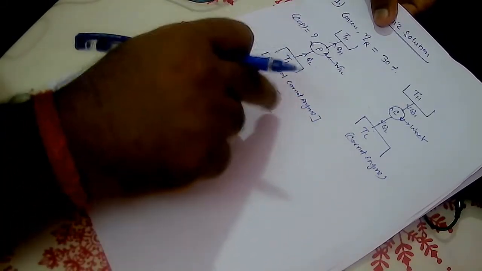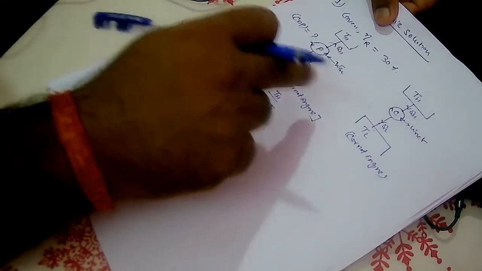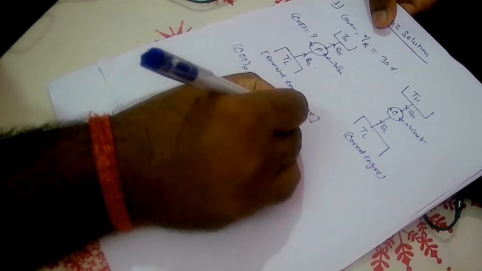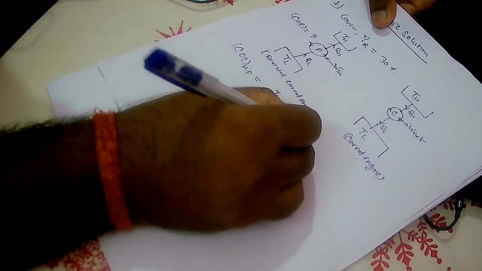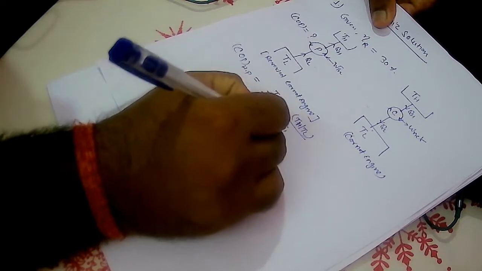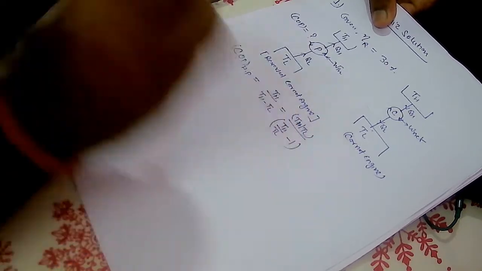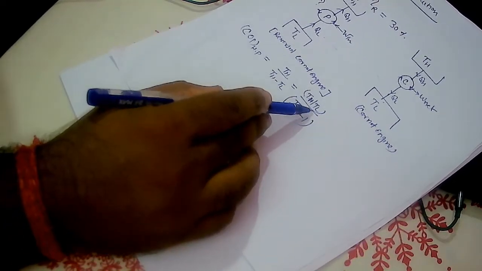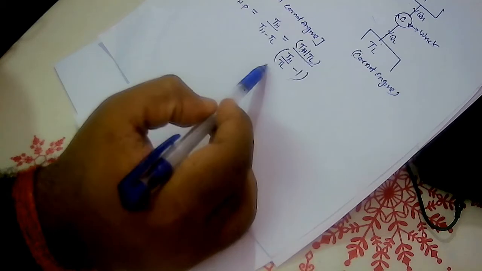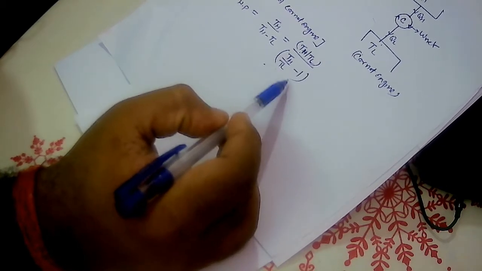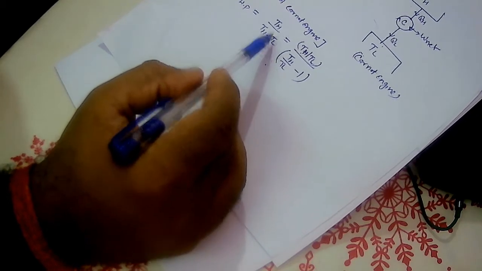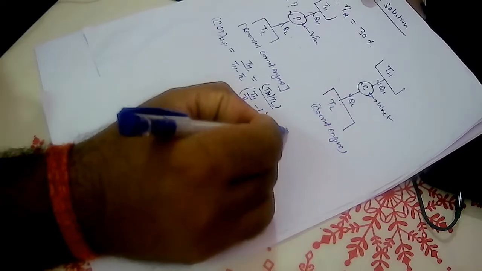If I divide both top and bottom by T lower, or take T lower common from here, I can write it as T higher divided by T lower, divided by T higher divided by T lower minus 1. Is it visible? T higher divided by T lower here, and T higher divided by T lower minus 1, because I have taken T lower common from the bottom. Just leave this as it is here.